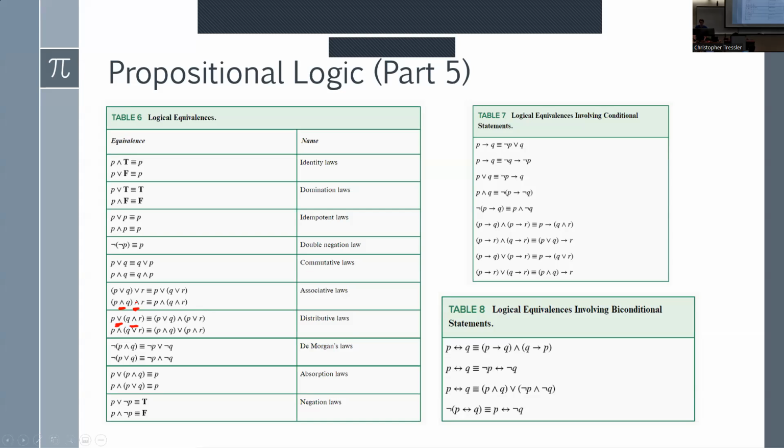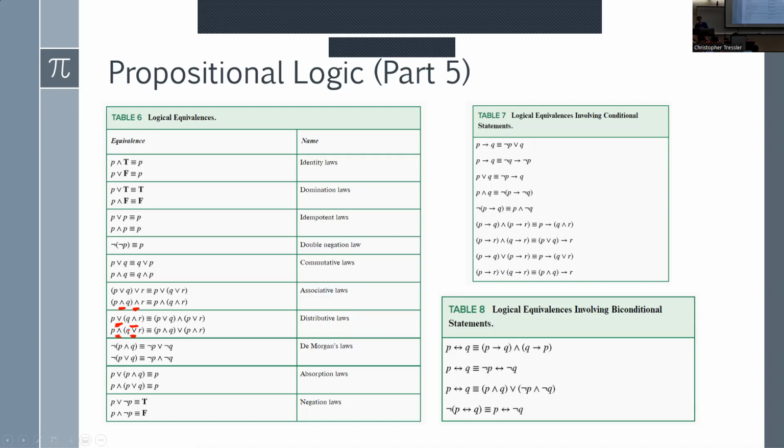Now, if you have P or Q and R, that's basically saying you have P or Q and P or R, because think about it. This means that you either have P or you have Q and R. So either way, if we take this Q and R, we're going to have one of the two, if that makes sense. Then we have another distributive law, once again going from opposite to opposite. This is going from and to or. So keep that in mind.